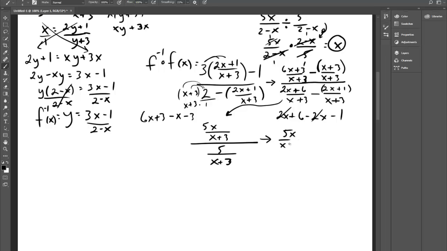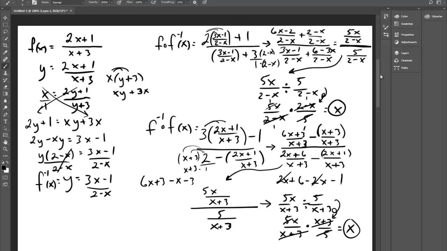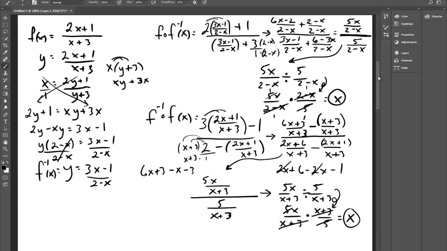This is just going to be 5x over x plus 3, divided by 5 over x plus 3. Flip it, rewrite the first, change the sign to a times sign, flip the fraction over, reciprocate: x plus 3 over 5, and then cancel. That whole thing cancels that whole thing, that 5 cancels that 5, and we are left with x. There you go. That is how you do that. That is not over any of your heads, and you just need to practice that. Have a great one.